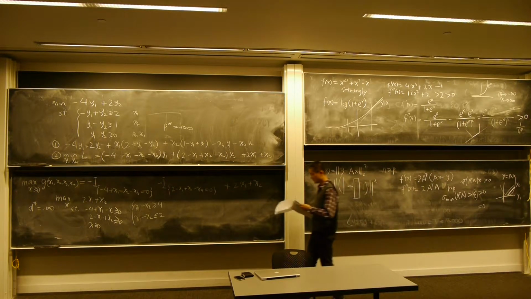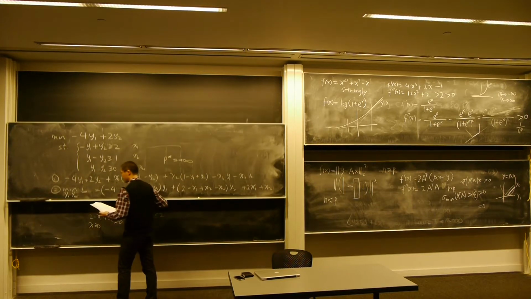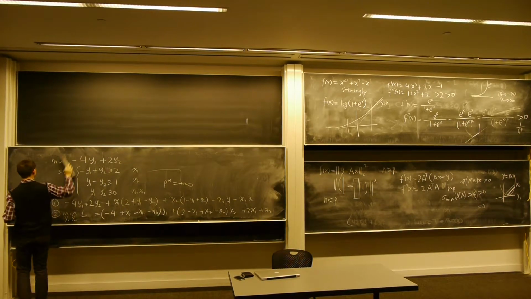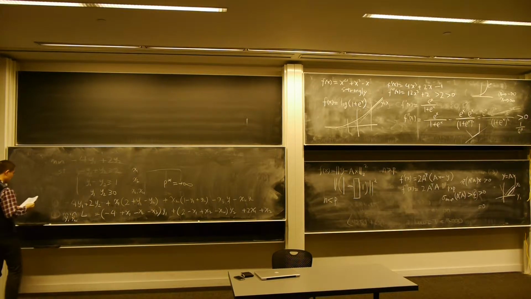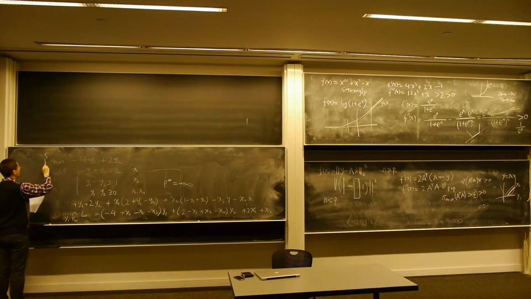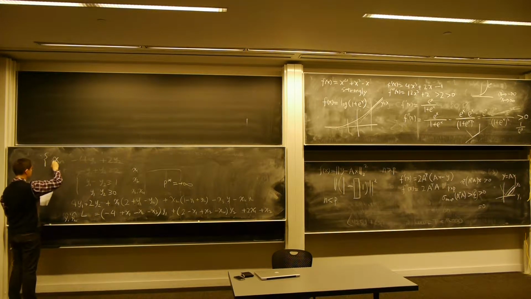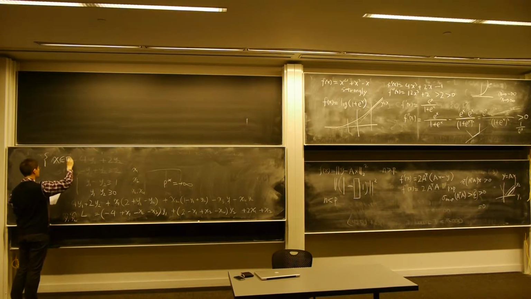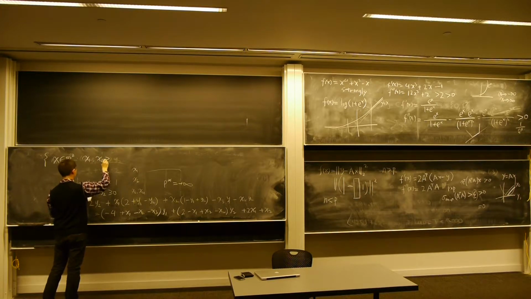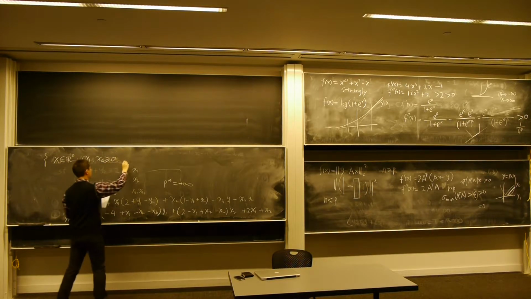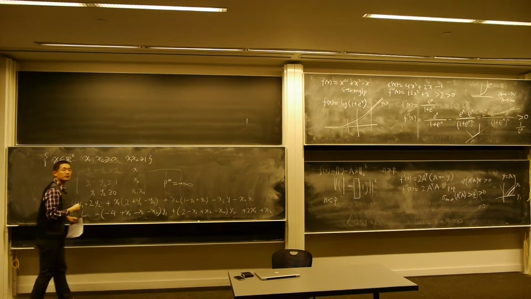Okay, so let me go to the third question. It's actually an easier one. It asks whether this set is a convex set. This set is x in R2, with x1, x2 greater than or equal to 0, and x1 x2 greater than or equal to 1. The third question.